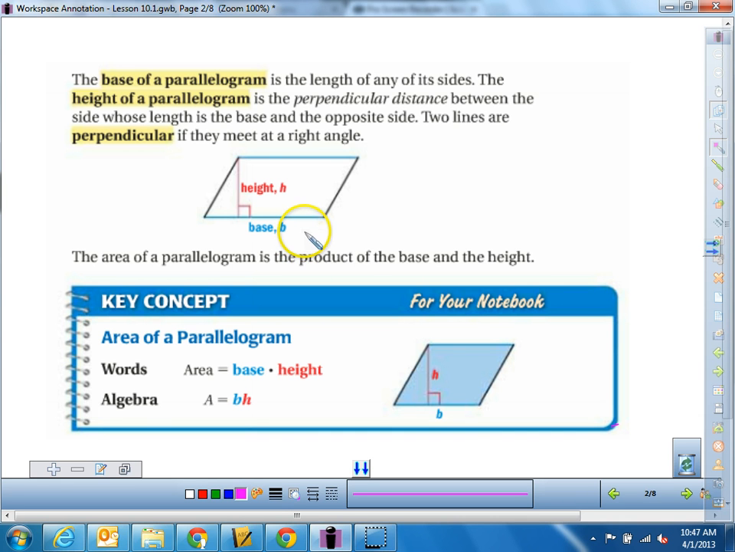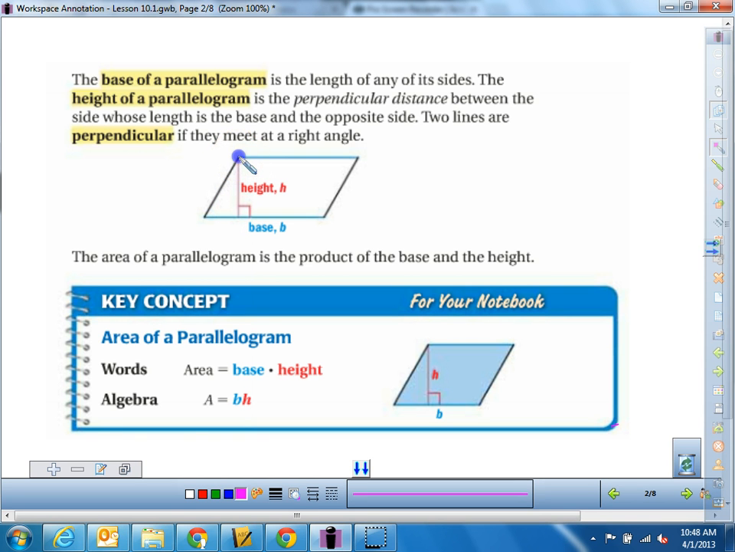Then the height, here's where the trick is. The height is not a side. The height is the perpendicular distance between the base and the opposite side. So we need to know that two lines are perpendicular if they meet at a right angle. So this is not a perpendicular line. It's a side, but it's not a perpendicular line. This height is going to be this line here. A lot of times it'll be the dotted line on your diagram.